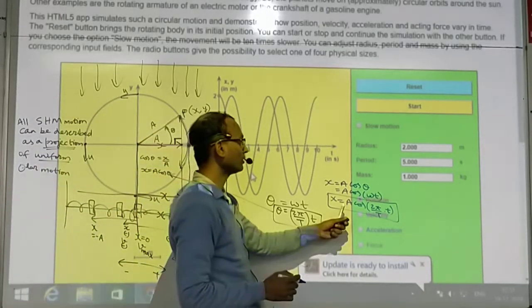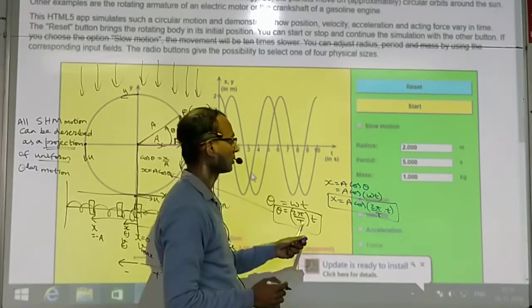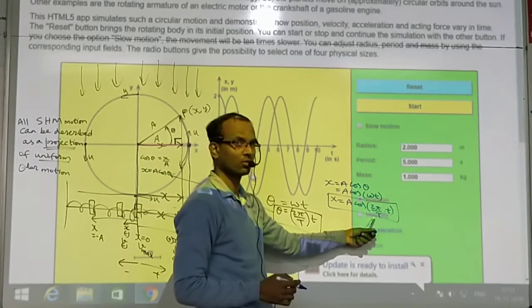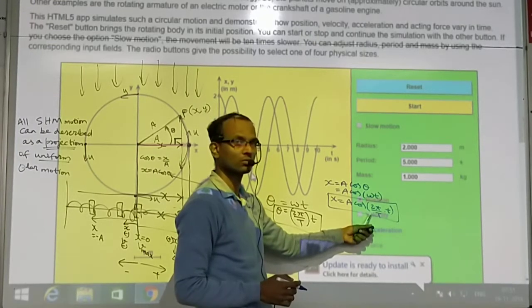Now let's check whether this equation is satisfied. At t equal to 0, what will happen to the angle? 0. Cos of 0 is?